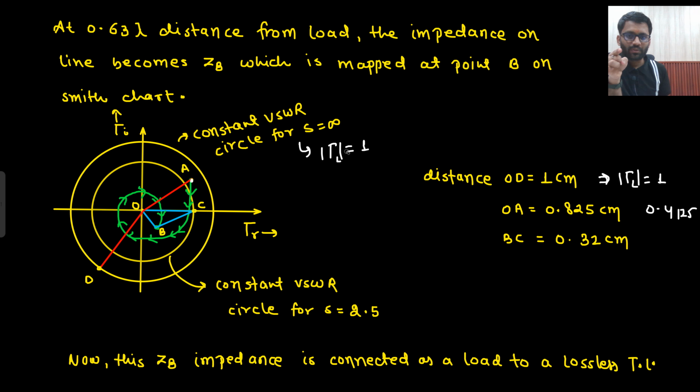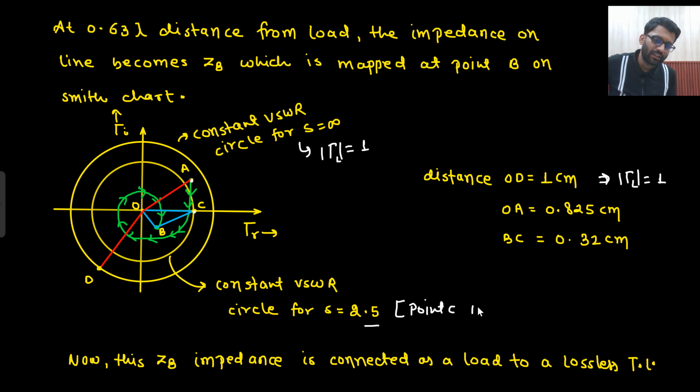So for this constant VSWR circle, your mod of gamma L is 1. If mod of gamma L is 1, then what is your OA? OA is 0.825 centimeter. Your BC is 0.32 centimeter, and this is the constant VSWR circle for S equals 2.5. So what information can you get from here? Point C is present on this VSWR circle only.